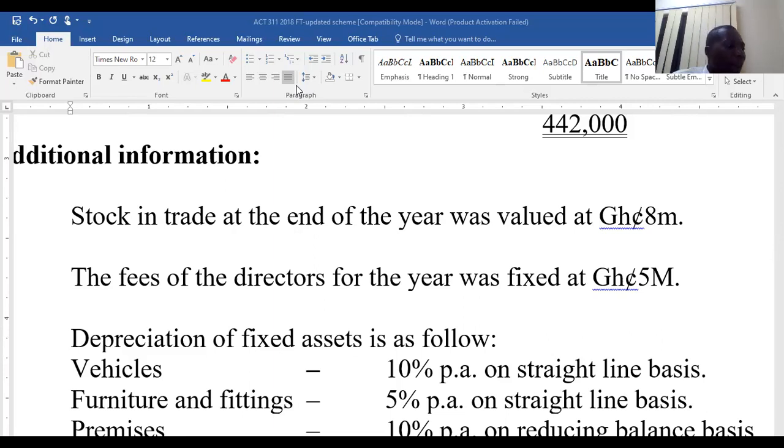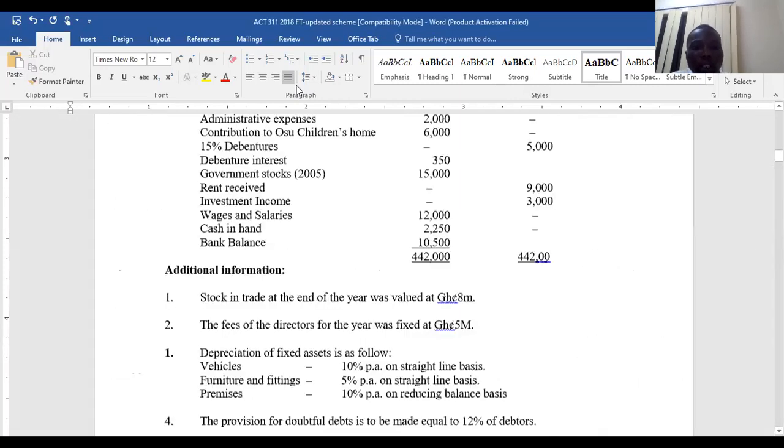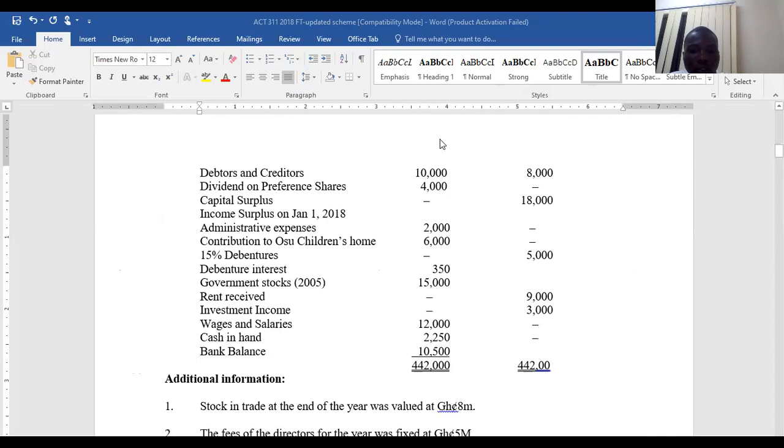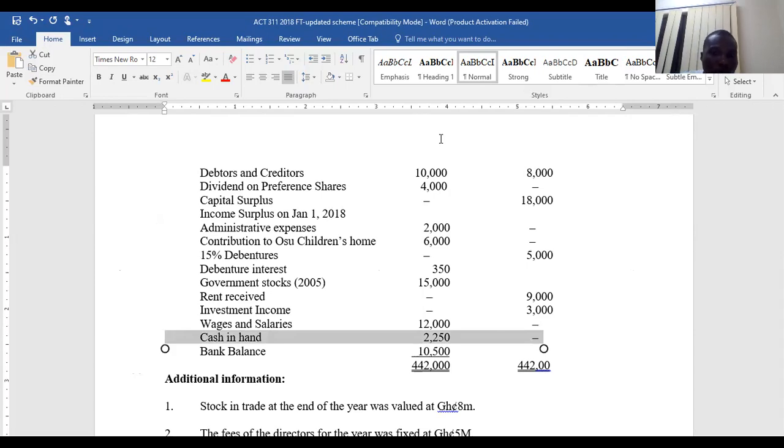Then prepayments. We have prepaid insurance of 200. So your prepayment will also come there. Then cash in hand. Cash in hand, 2,250 is here. You put it over there.